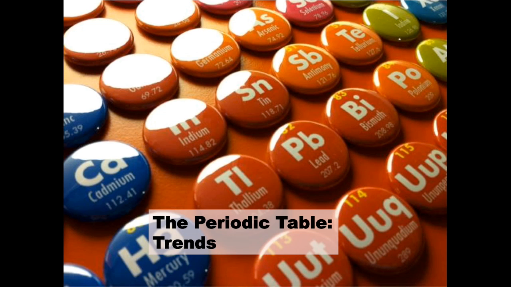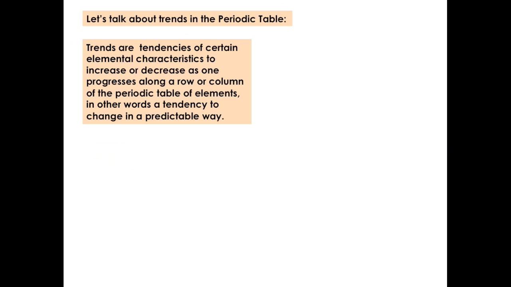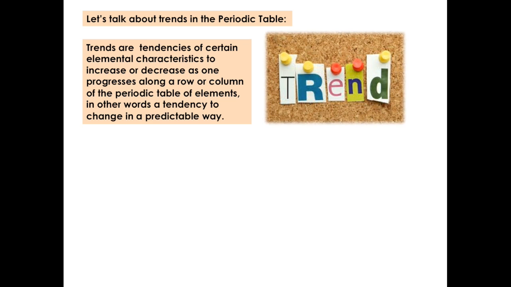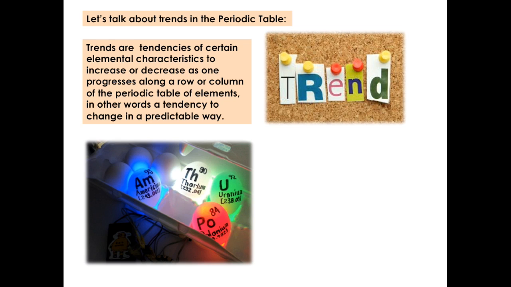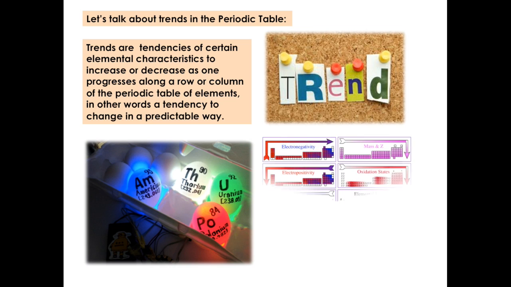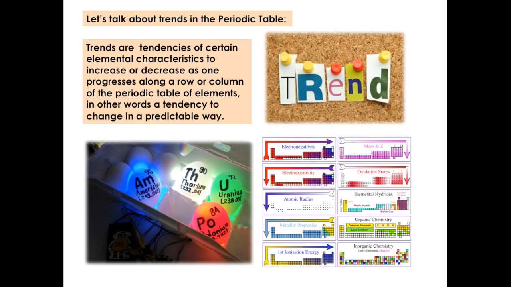The periodic table, trends. Let's talk about trends in the periodic table. Trends are tendencies of certain elemental characteristics to increase or decrease as one progresses along a row or a column in the periodic table of elements. In other words, a tendency to change in a predictable way.